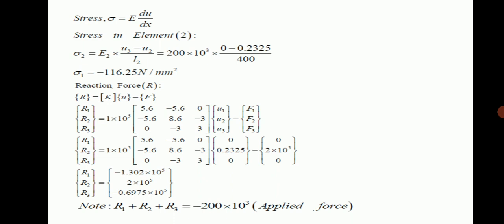At last we want to give a verification. We add all the reaction values, R1 plus R2 plus R3, and we will get the load as our answer, that is minus 200 into 10 power 3 Newtons, the applied force. So if we are getting this 200 into 10 power 3 Newton, we can assume that we have done this problem in a perfect manner.